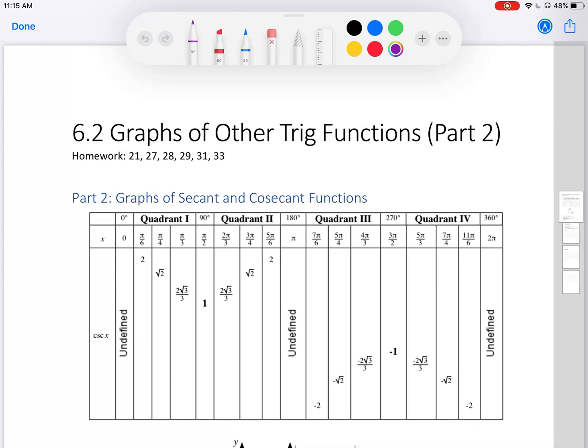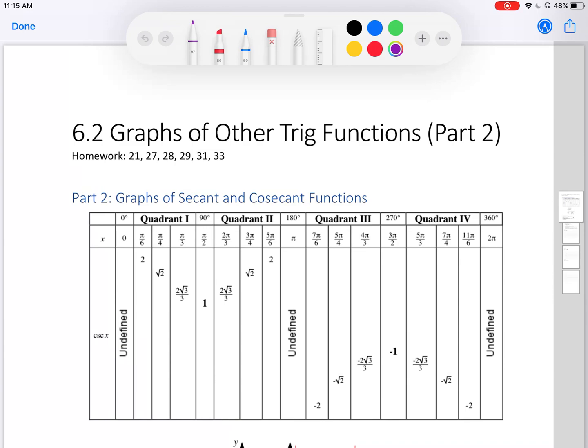Section 6.2, Graphs of Other Trig Functions, Part 2. Your homework is problems 21, 27, 28, 29, 31, and 33. Part 2 will focus on graphs of secant and cosecant functions.